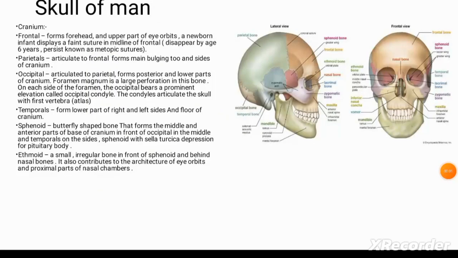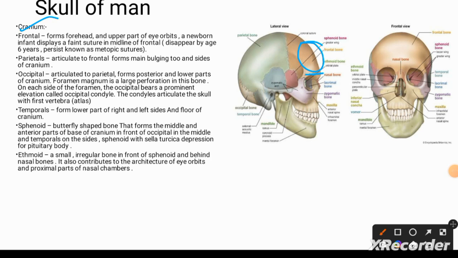Coming to the skull of man. First is the frontal bone. The frontal bone forms the forehead and the upper part of the eye orbit. A newborn infant displays a frontal suture in the midline of the frontal bone that disappears by the age of 6 years, and if it persists, it is known as the metopic suture.